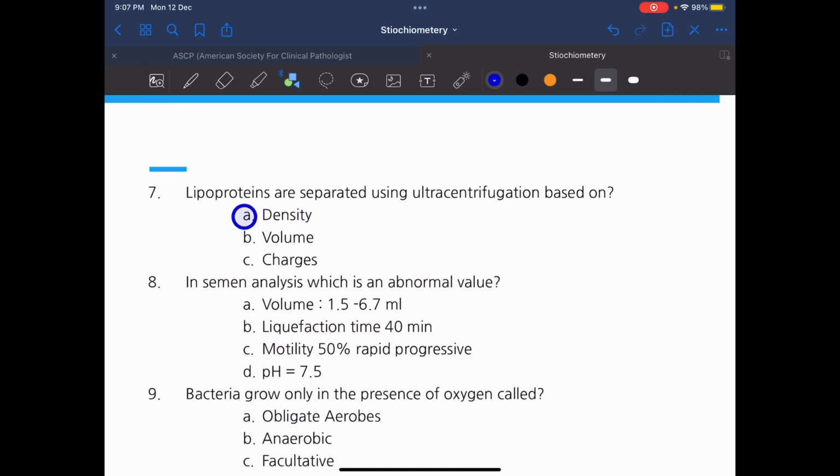Next question. In semen analysis, which is an abnormal value? Volume 1.5 to 6.7 ml, liquefaction time 40 minutes, motility 50% rapid progressive, pH 7.5. The abnormal value here for the semen analysis is liquefaction time 40 minutes.